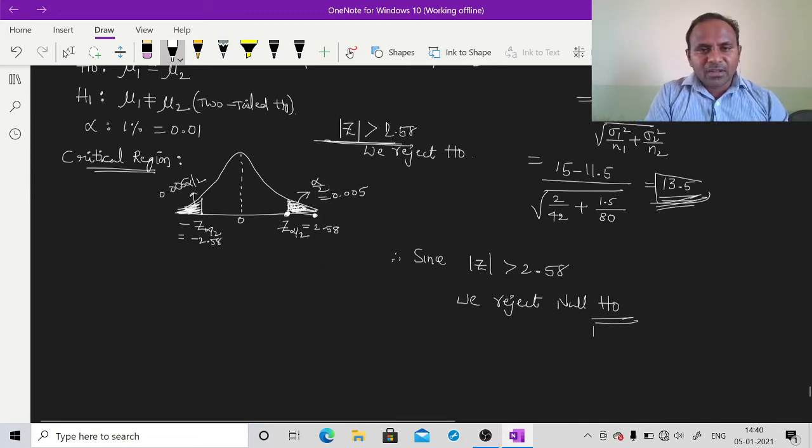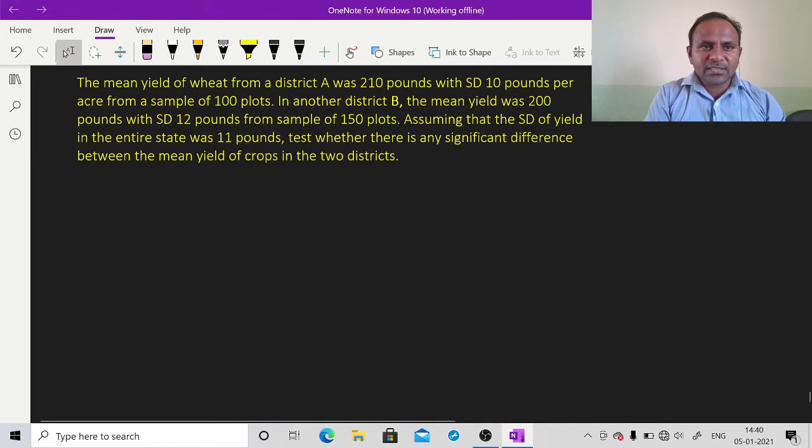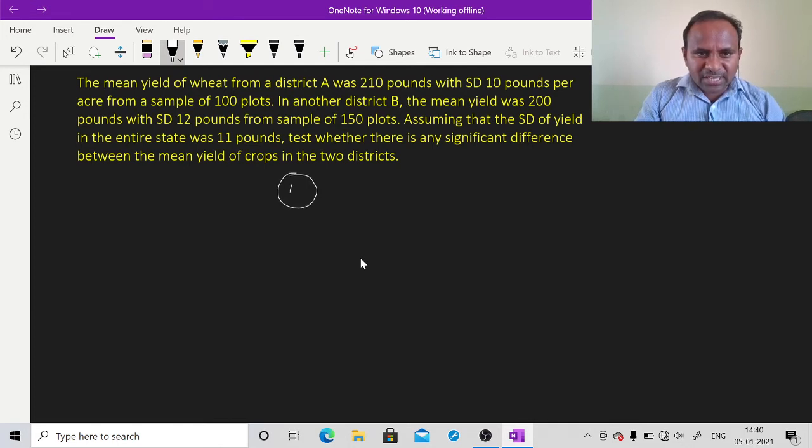So, let us look into another question. Here is another: the mean yield of wheat from district A was 210 pounds. There are two districts, suppose this is district A and the other one is district B, and you are looking at the mean yield of wheat. Suppose one population has mean yield mu1 and the other has mean yield mu2, symbolically.